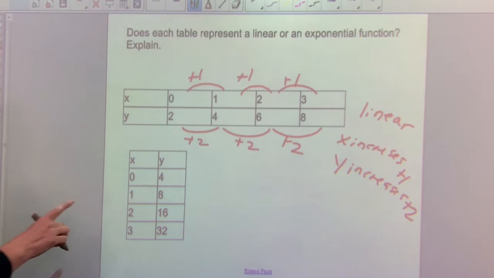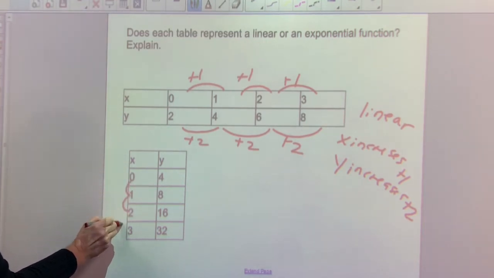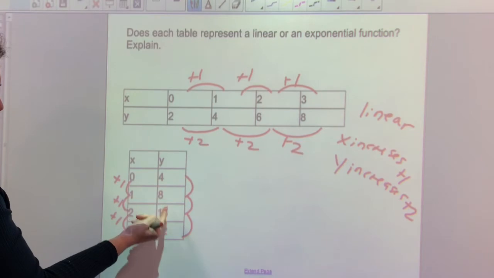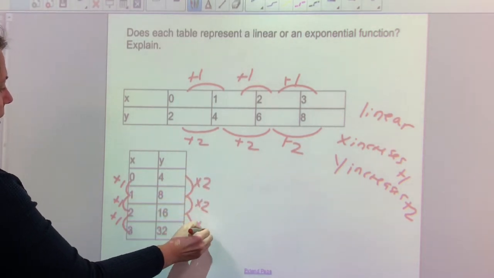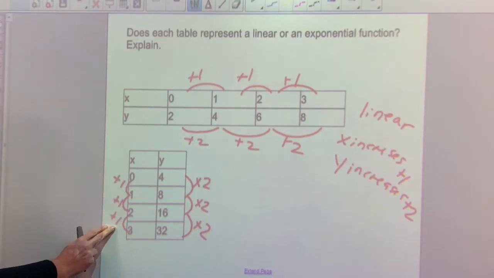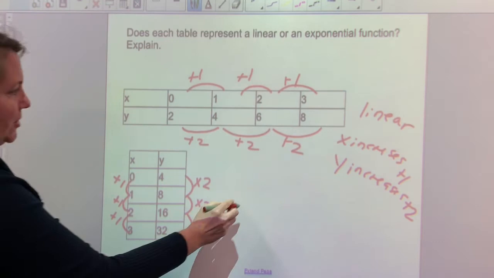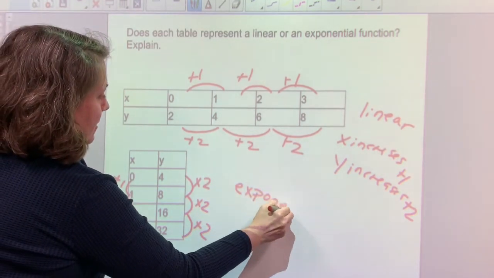So that's linear. Let's look at this table of values. X increases by 1 each time. Your y is increasing each time: 4 to 8, 8 to 16, 16 to 32, times 2. As your x is increasing, your y is increasing by a factor because it's multiplication. So this is an exponential function.